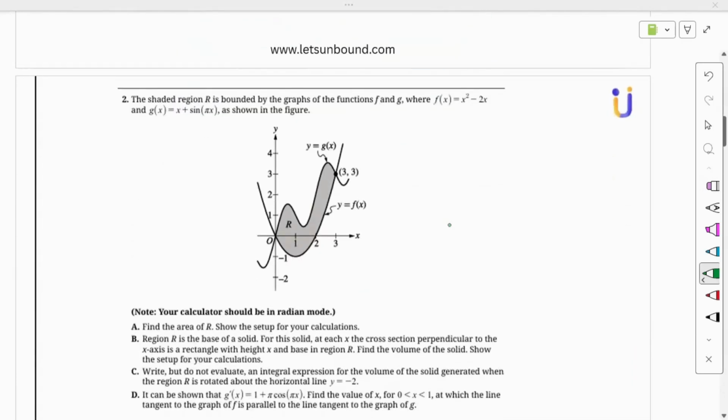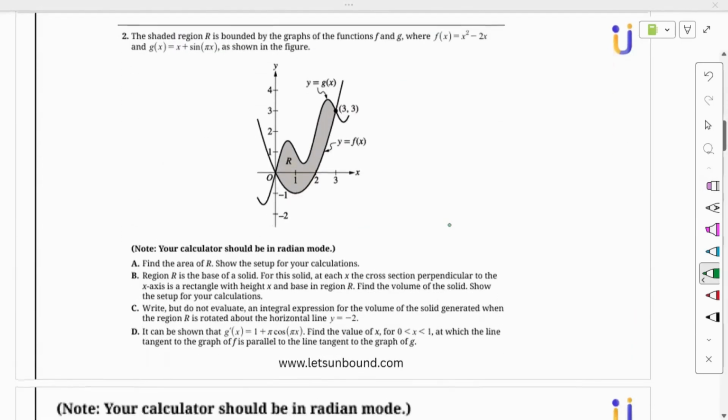Question number 2. The shaded region R is bounded by the graphs of the functions f and g, where f of x is x squared minus 2x and g of x is x plus sine pi x, as shown in the figure. You can see f of x is kind of a parabola and g of x is kind of a curve. And we need to find the area of the region R.